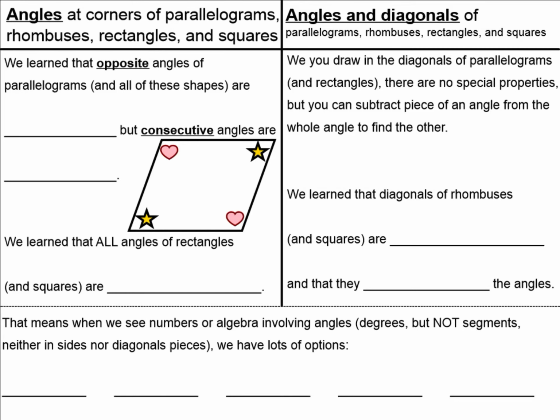Hi, everybody. We have another similar review from yesterday. Yesterday, we did sides and diagonals, which were both segments in all four of the shapes you've learned: parallelograms, rectangles, rhombuses, and squares. And today, we're doing the same thing with angles, both angles at the corners and angles that are created with diagonals. Once again, you're going to go to Mastery Manager.